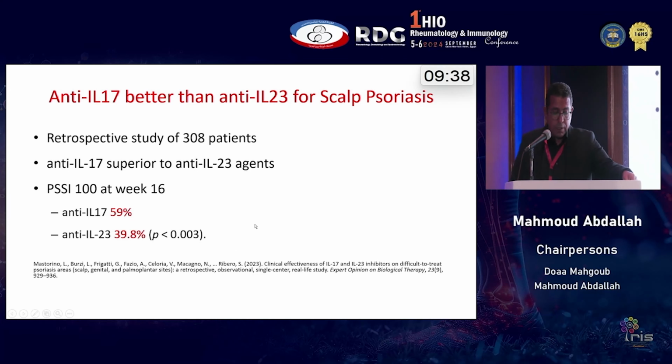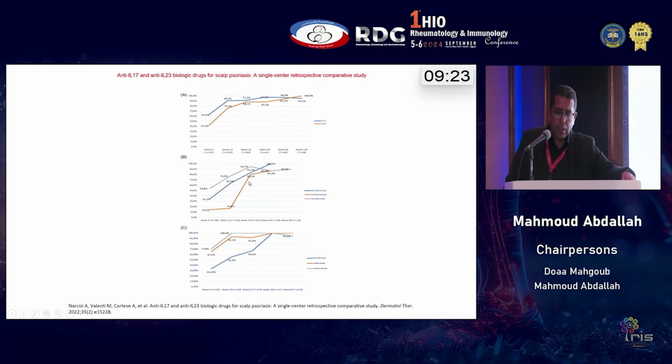In a retrospective study of 308 patients with scalp involvement, anti-interleukin 17 was superior to anti-interleukin 23, and this was evaluated at week 16. In another single center retrospective study, similar results were shown, and anti-interleukin 17 was superior to anti-interleukin 23. If you look at the graph on the top, you will see that anti-interleukin 17 is superior. However, with time, they will reach the same point, and even the results after week 96 are better with anti-interleukin 23.